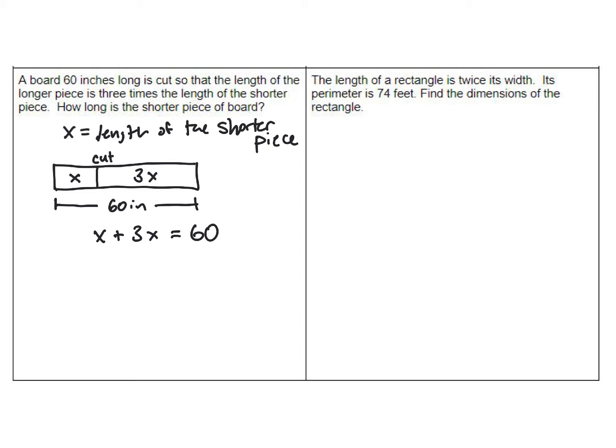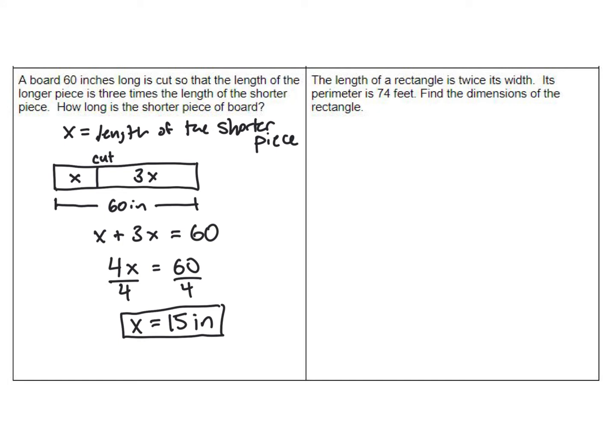And now I can solve this. This is just an algebraic equation. So x plus 3x would combine to give me 4x. I can simplify that. And then lastly, I can solve for x by dividing both sides by 4, and x would give me 15. Now in terms of the problem, x is going to represent 15 inches, and that would be the length of that shorter piece. And I can also find the length of the longer piece if I wanted to by doing 3 times 15, which would give you 45 inches.